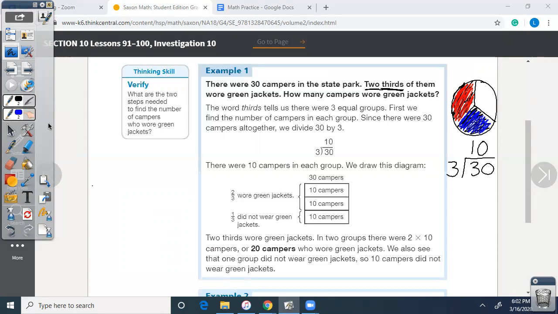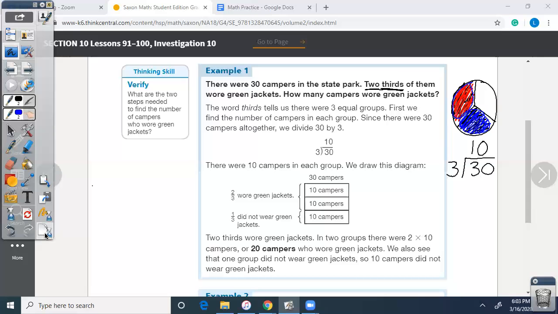So it's asking us how many campers wore green jackets? Well, 2/3 of them wore green jackets. So how many is 2/3? Well, that means we're going to add 10 plus 10, which is 20. So 2/3 of them is 20. Okay, so it's kind of a two-step problem, kind of like what we did yesterday, because first you need to find out how many 1/3 is, and then you need to figure out, okay, if 1/3, well, 1/3 plus 1/3 is 2/3, so I'm going to add 10 plus 10.